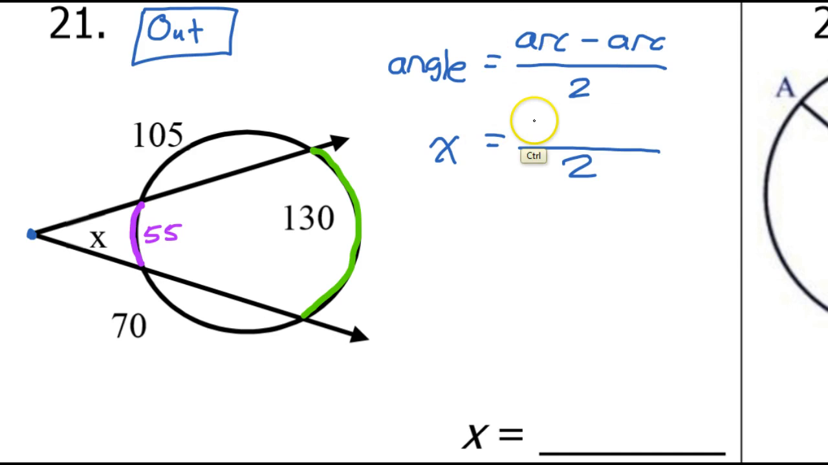So big arc minus small arc, guys. So 130 minus 55. All right? So you execute that. What do you guys get for the final answer? 37.5? 37.5 degrees. So it's okay to have a decimal point? Yeah.